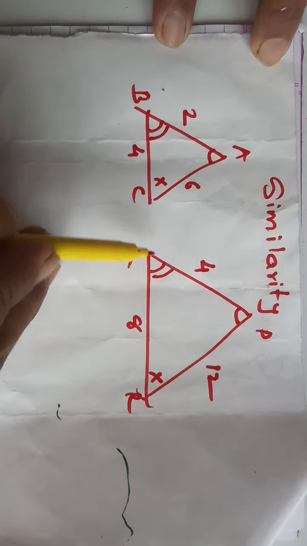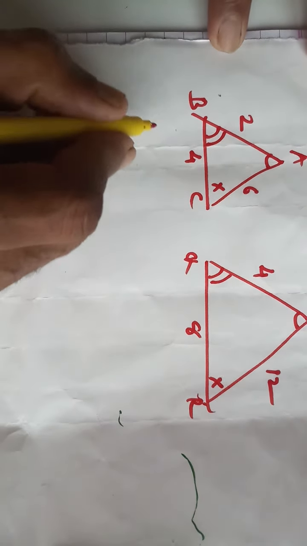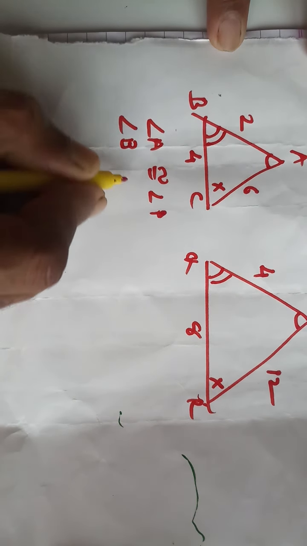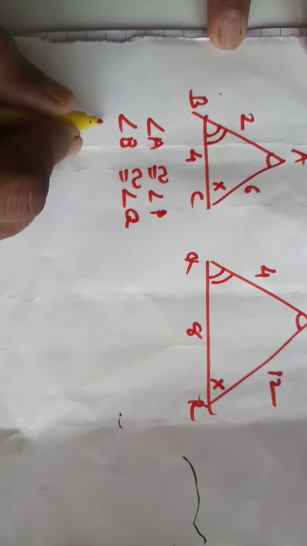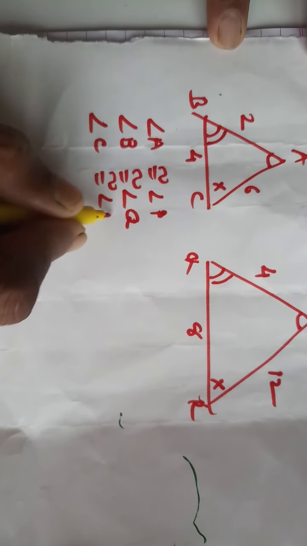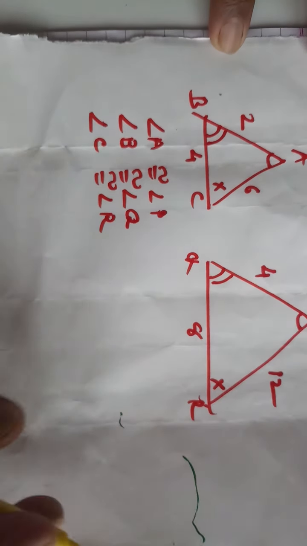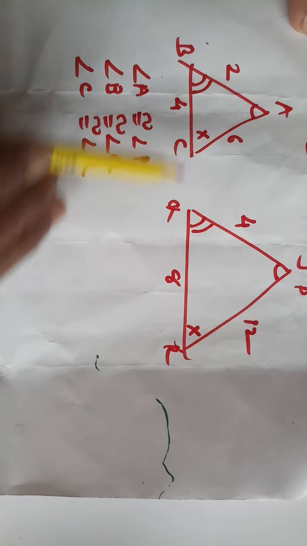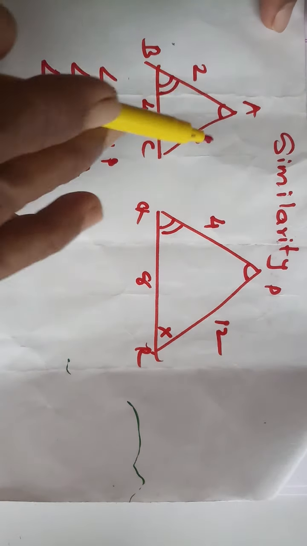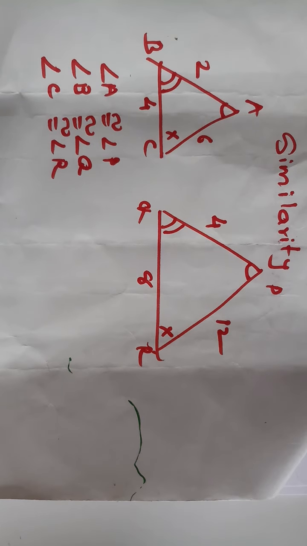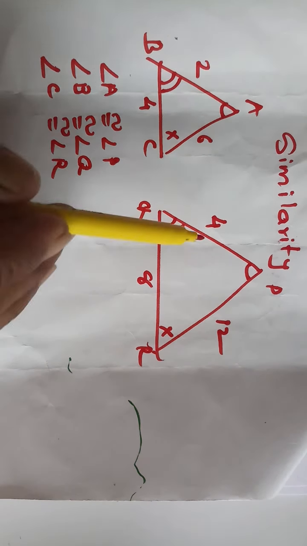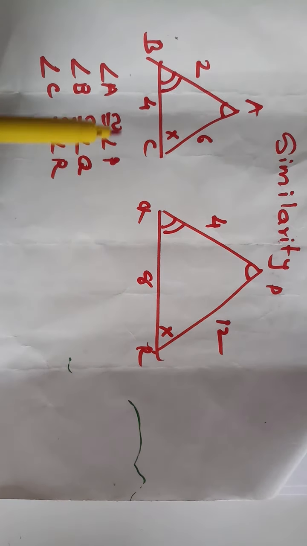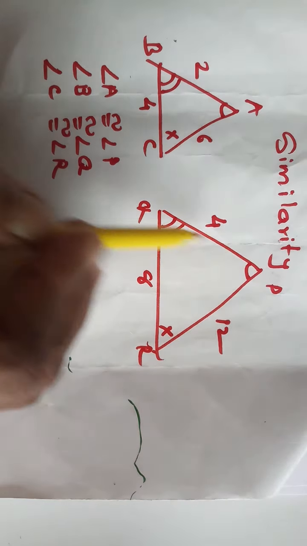all the three corresponding angles are congruent, means angle A is congruent to angle P, angle B is congruent to angle Q, and angle C is congruent to angle R. And now the corresponding sides are not congruent, means these two are not congruent triangles. Then if the corresponding sides are not congruent, find the ratio of corresponding sides. So we have to find the ratio of AB to PQ.